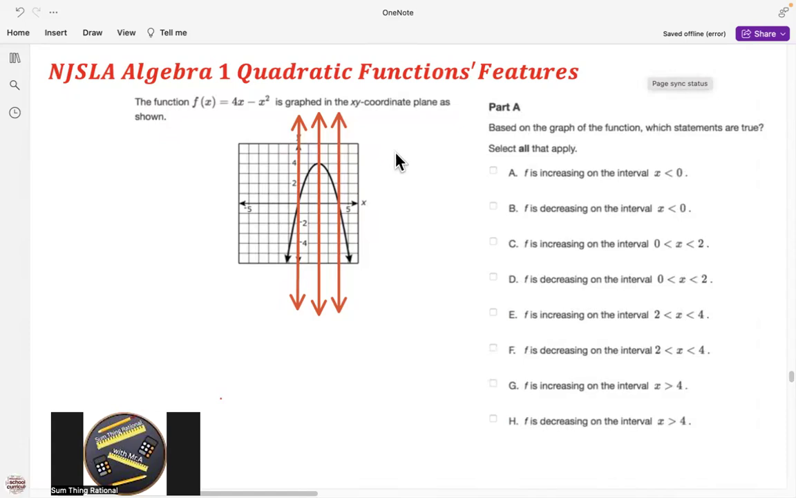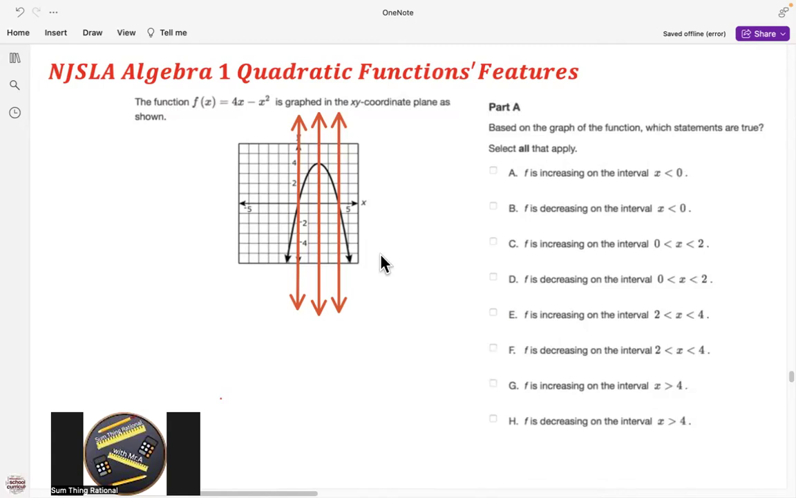Hello everyone. So we have been solving NJSLA Algebra 1 questions on quadratic functions, features, and solving quadratic equations. One of the questions is on the screen. These lines, I just drew to separate the intervals. The original question is definitely without those orange or red lines, okay? So you can pause the video and read the question first.